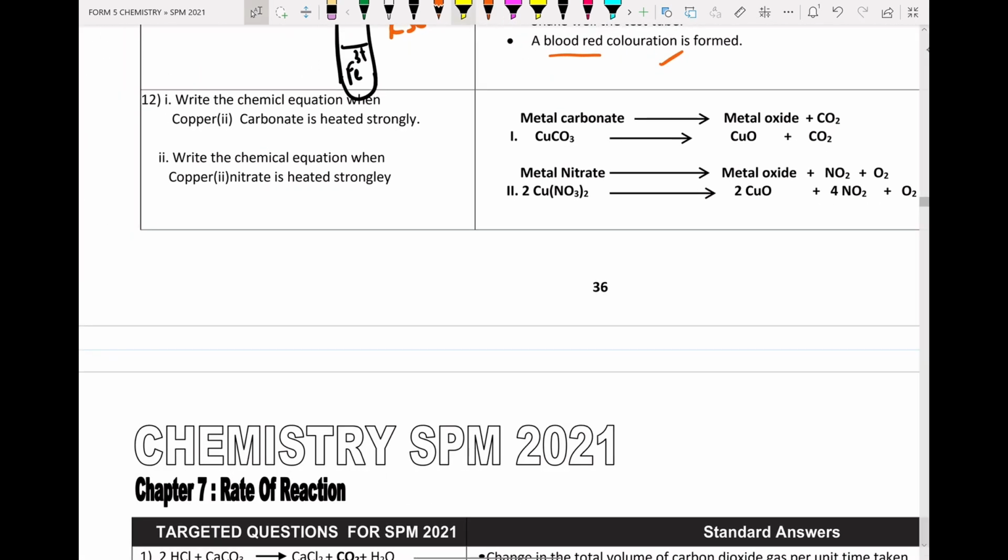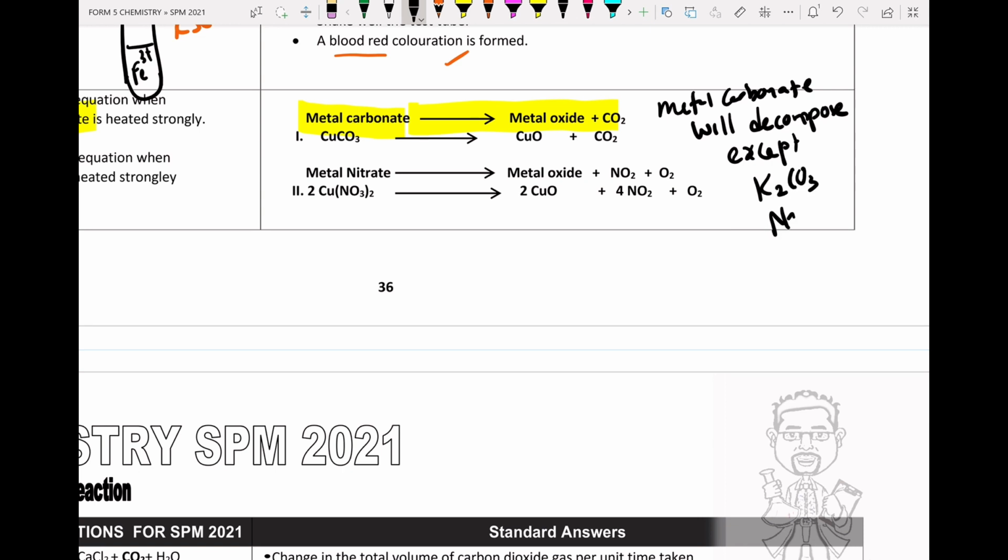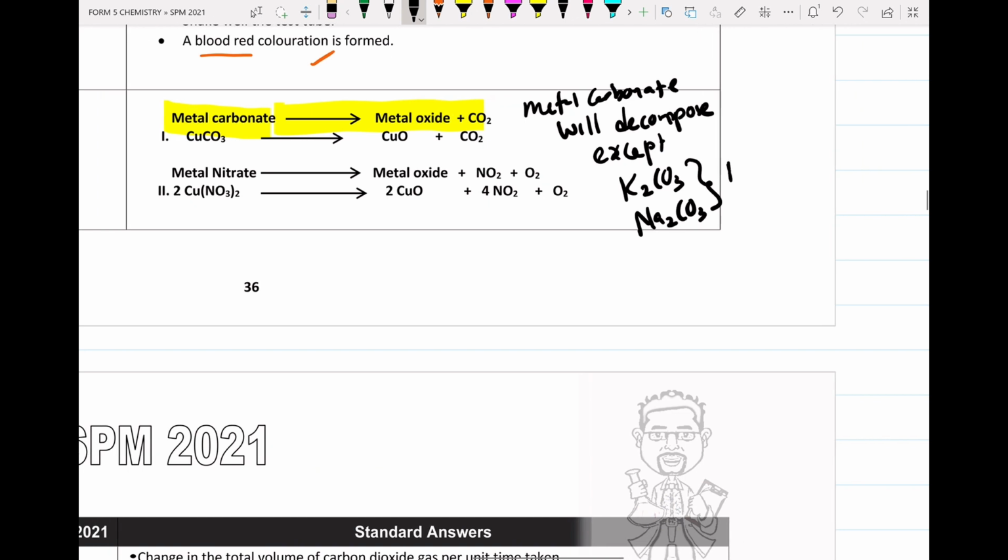All right, please check this one, thermal decomposition of salt, metal carbonate. When metal carbonate is heated, we will get metal oxide and carbon dioxide. All metal carbonates will decompose, please remember, except potassium carbonate and sodium carbonate. These do not decompose. Please remember, do not decompose.